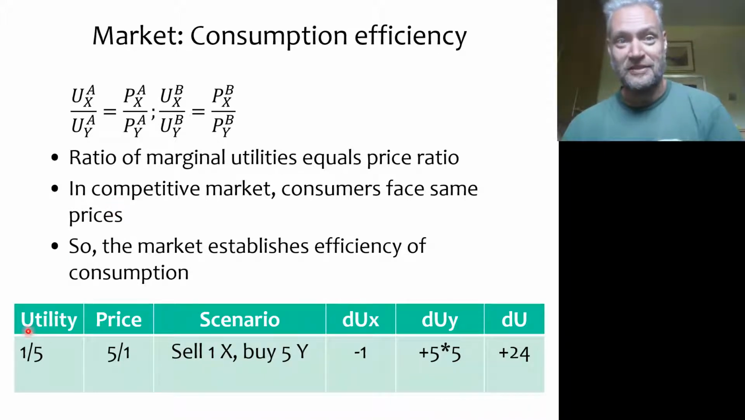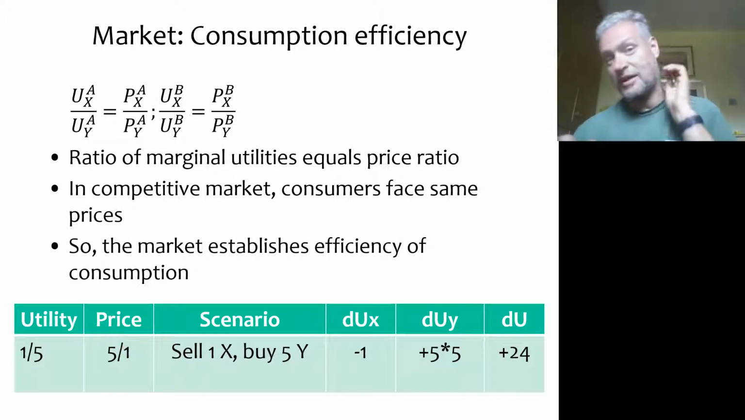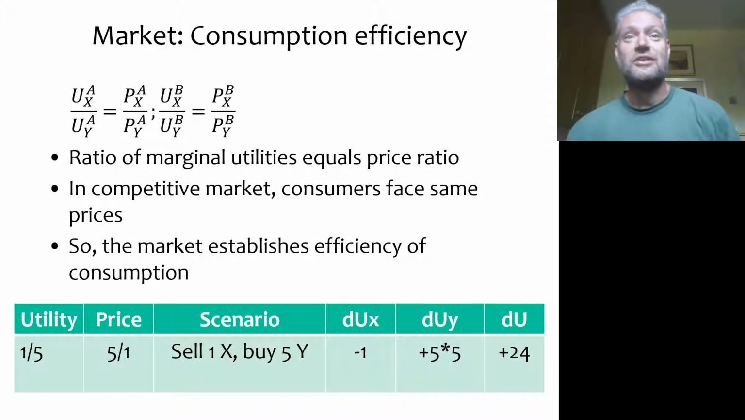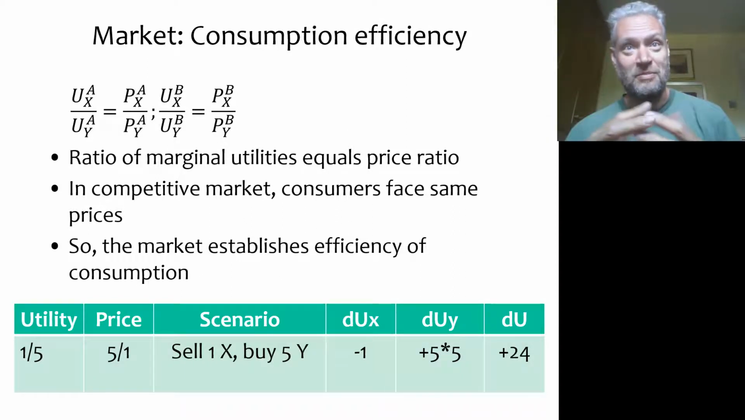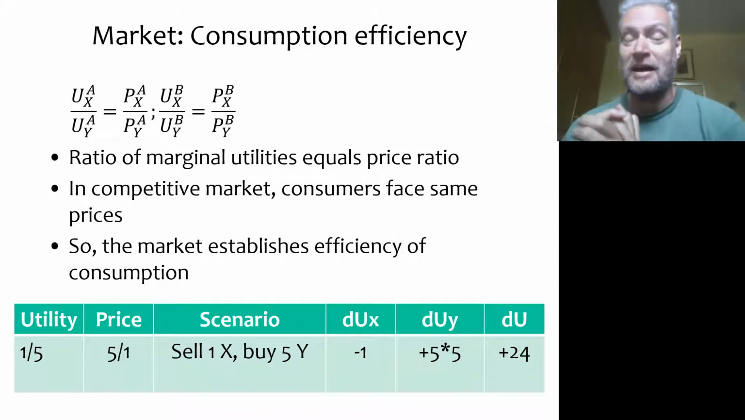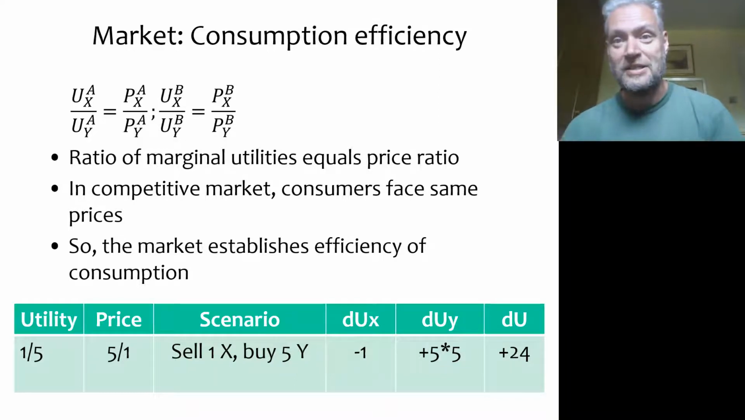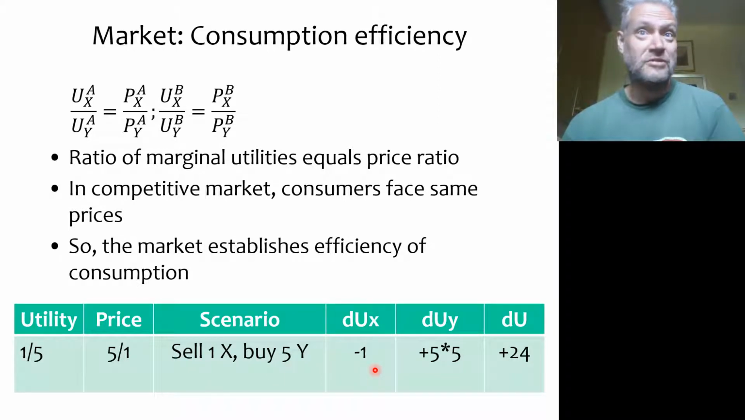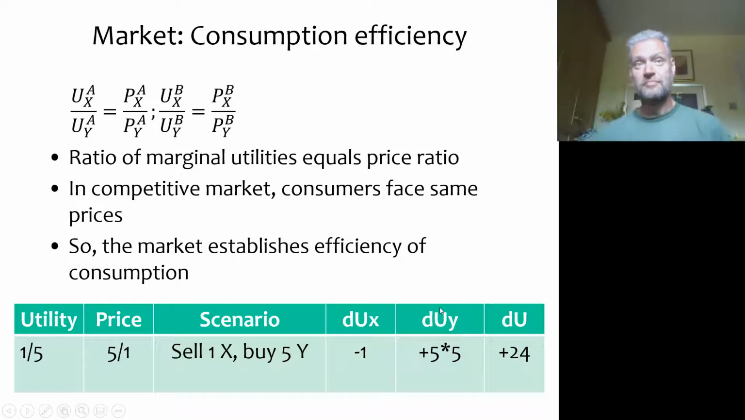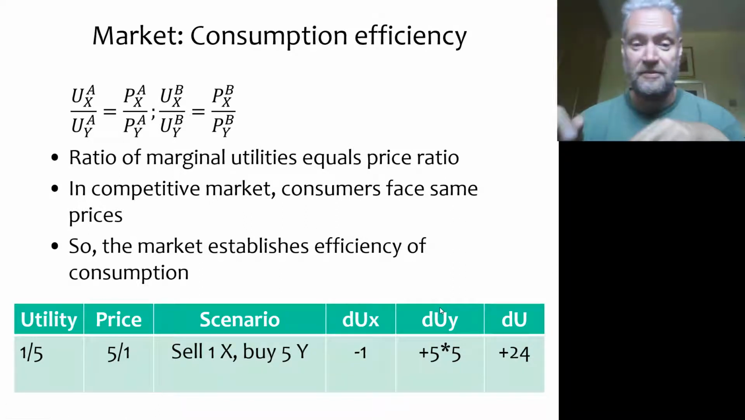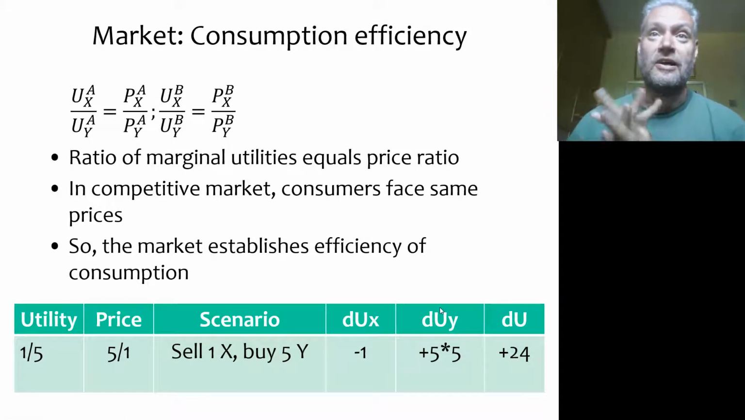For instance, if the utility ratio is 1 to 5 and the price ratio is 5 to 1, then what she can do is sell one of her X's, and she wins £5. And with those £5 she can buy 5 Y's. Of course, she gives up one X and that costs her 1, but she gains 5 Y's and that gains her 25, so her net gain is 24. So this is a good deal, and consumer A would rearrange her consumption bundle.